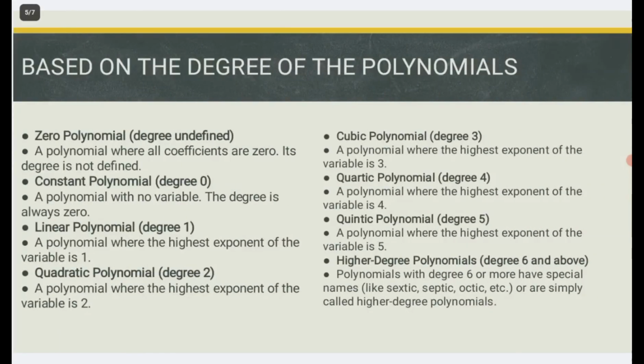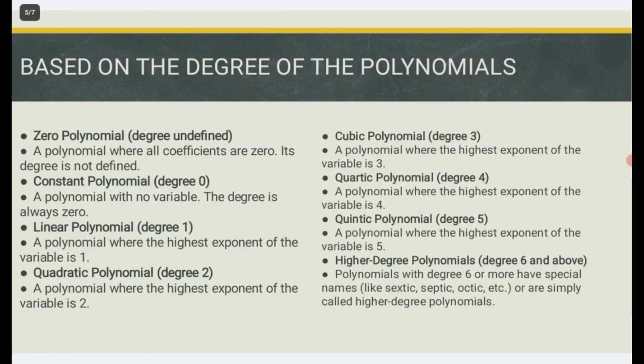Now moving on, based on the degree of the polynomials, first we have zero polynomials. Polynomials where all coefficients are zero, its degree is not defined. Second, we have constant polynomial, a polynomial with no variable, the degree is always zero. Thirdly, we have linear polynomial where the highest exponent of the variable is 1. Next is quadratic polynomial, a polynomial where the highest exponent of the variable is only 2.